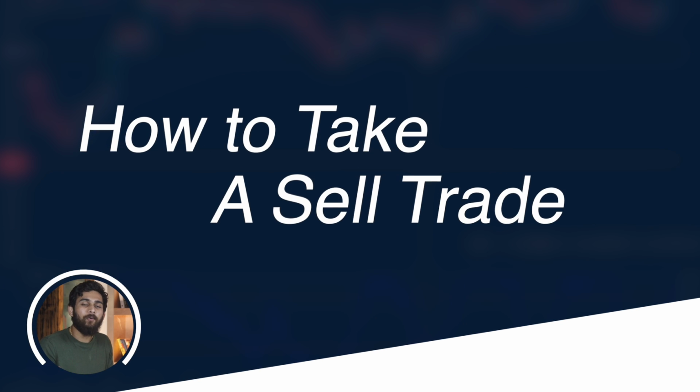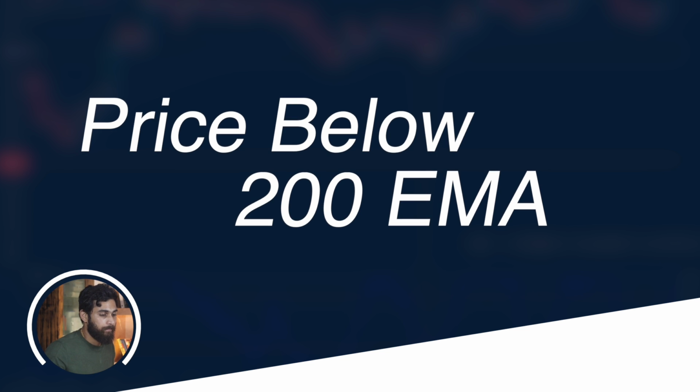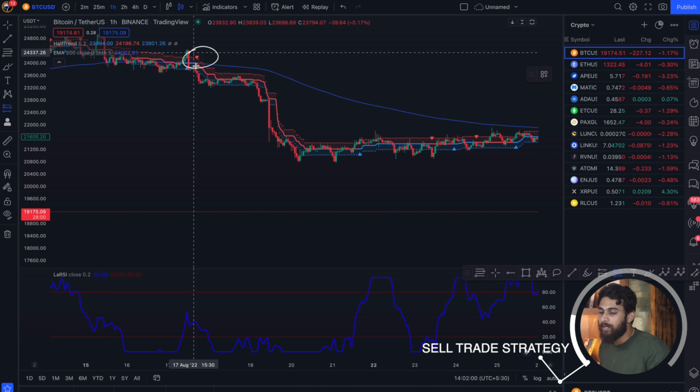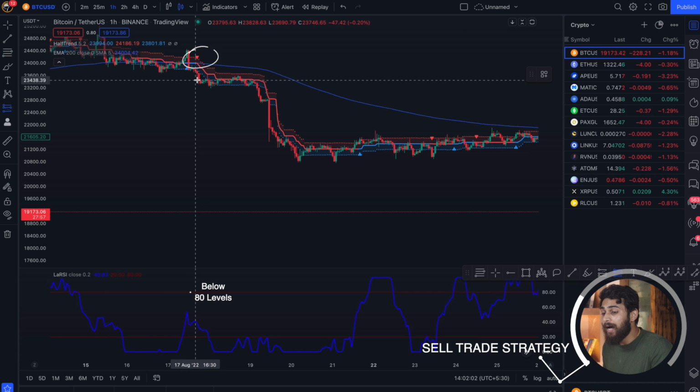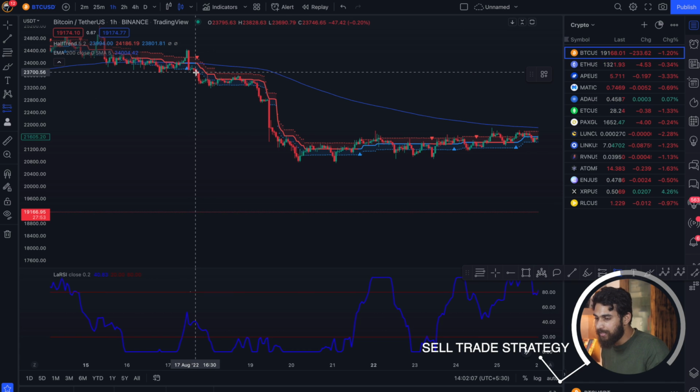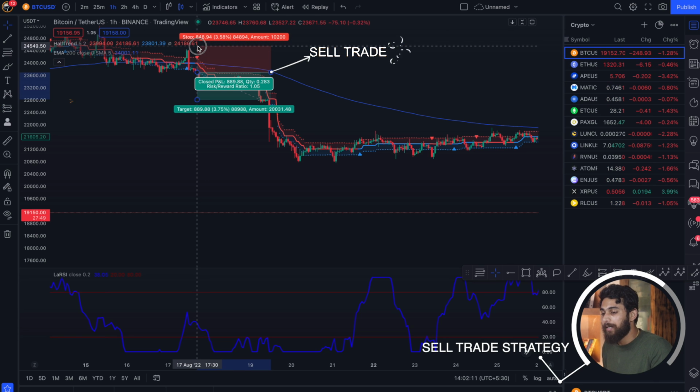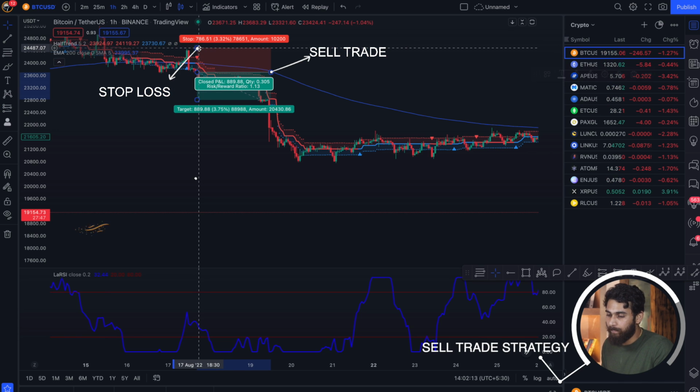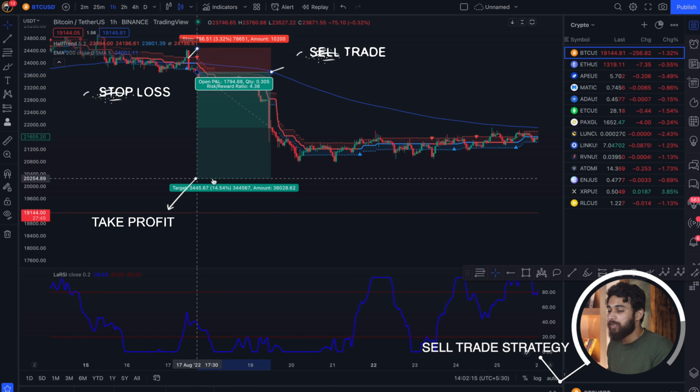Now let us see how to take a sell trade using the same strategy. For a sell trade, the price should be below the 200 EMA, and then the Half Trend should give a sell signal, and then the LARSI should move below the 80 level. In this case, all of our 3 conditions are met, so we enter a sell trade over here and keep the stop loss above the previous high, and we will take profit when we see opposite signals.